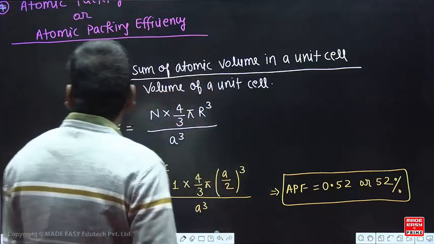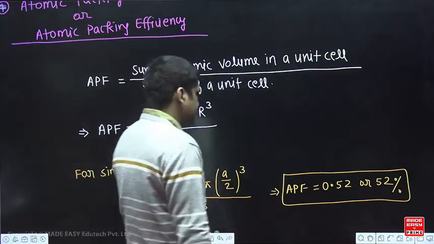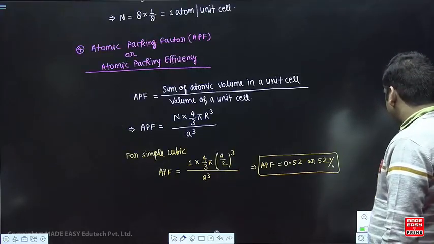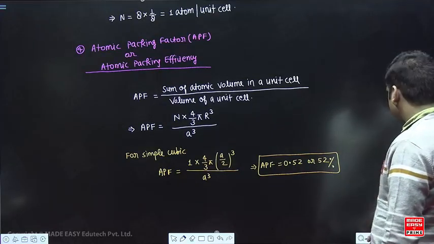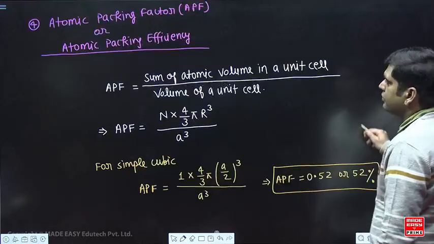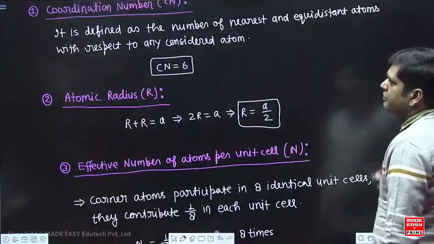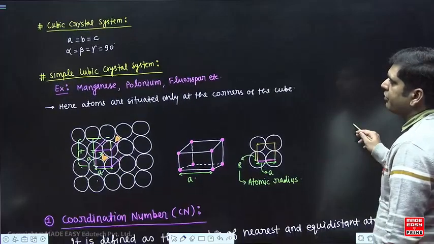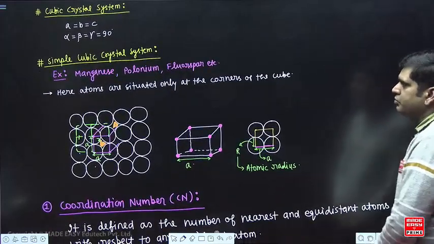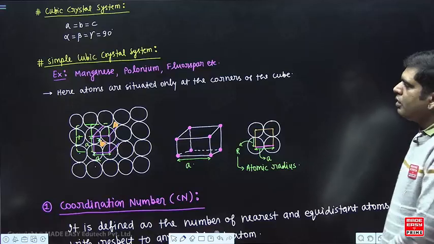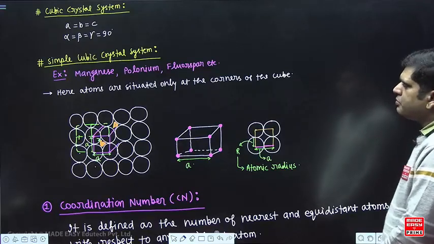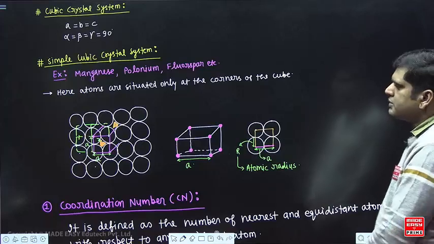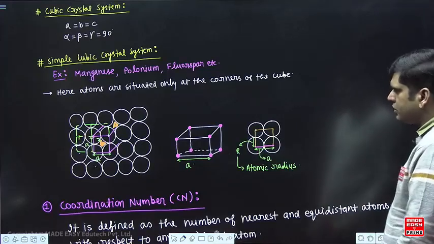In the last class, we were studying the simple cubic crystal structure, and I told you that in a particular cubic crystal structure, atoms can be arranged in different ways. The first way is atoms are only at the corners of the cube. This is known as the simple cubic crystal system. Generally, this crystal system is observed in manganese, polonium, fluorspar. These are the important materials. Atoms are located only at the corners of the cube.